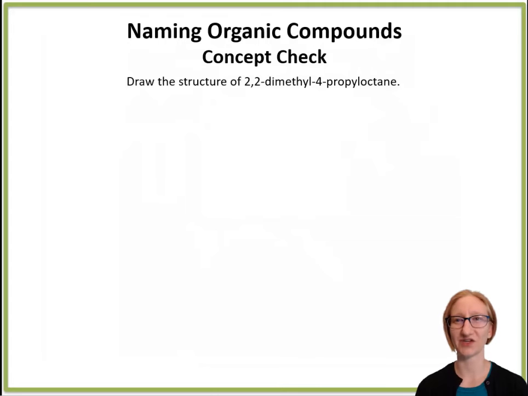So go ahead and pause your video now and draw the structure of 2,2-dimethyl 4-propyl octane. Okay, to convert a name to a structure, I like to start with the parent, which tells us how long the main carbon chain is.